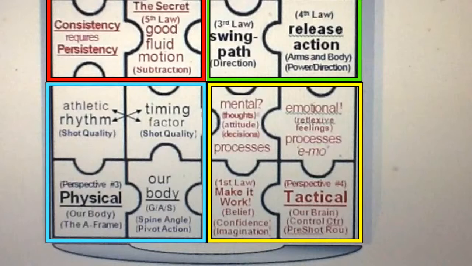But again, knowing that when it comes time, we're going to have to cross that bridge over to the how axis. The how axis is started by the fourth perspective, the tactical perspective. Well, here we can see that our tactical perspective is all about our brain, the control center for everything that's going on as we play.